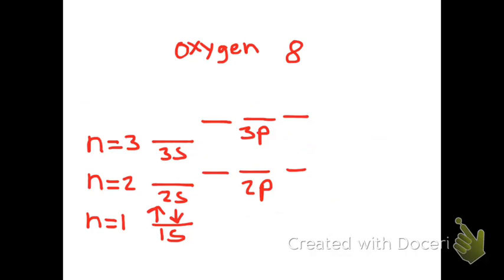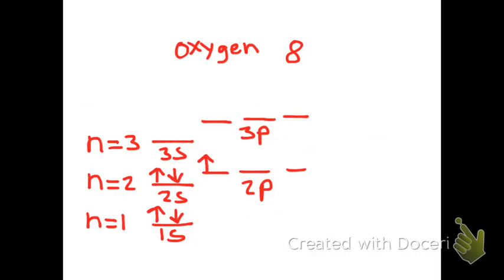And then we're going to go to the second level. We're going to do the 2s because it's lower in energy than the 2p. So we've used up 4. And then we're going to go to our p, and now that's 5 electrons. So we have 3 more electrons. Where are we going to put those 3 more electrons?